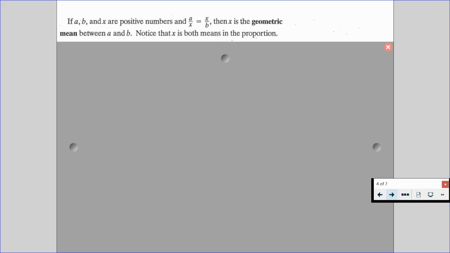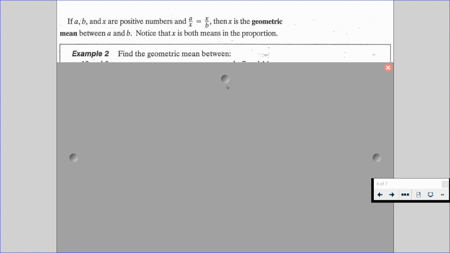So if a, b, and x are positive numbers and a over x is equal to x over b, then x is what's called the geometric mean between a and b. Notice that x is both means in the proportion.